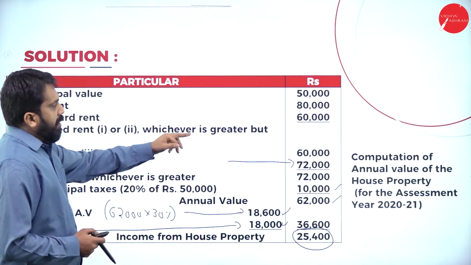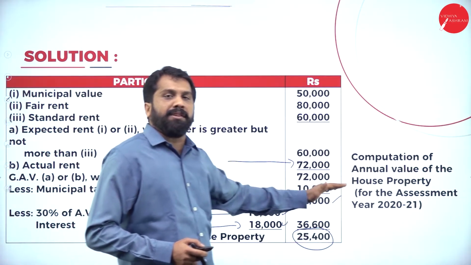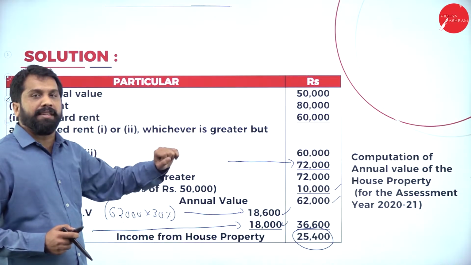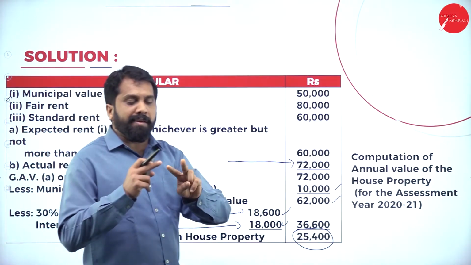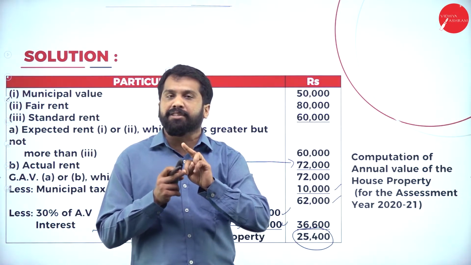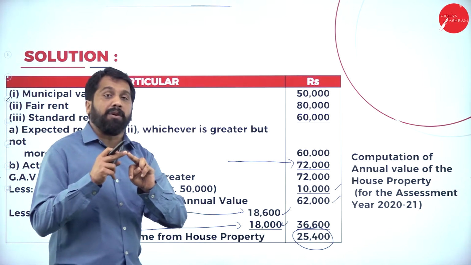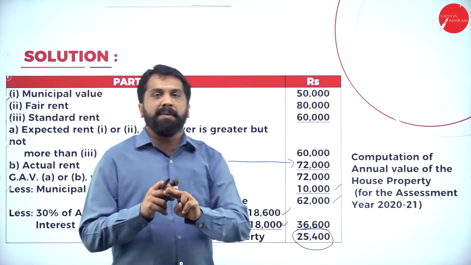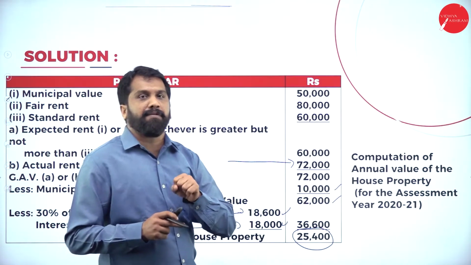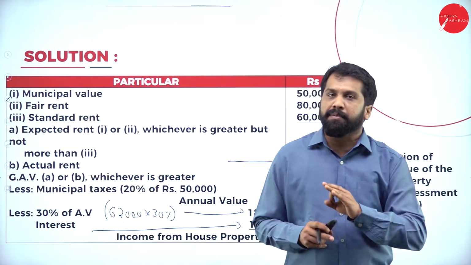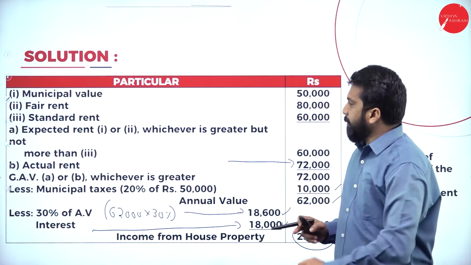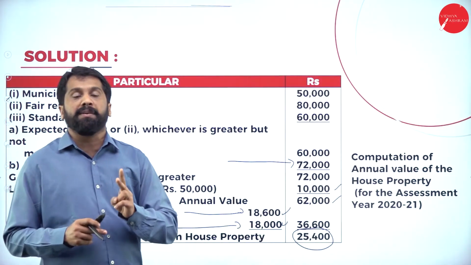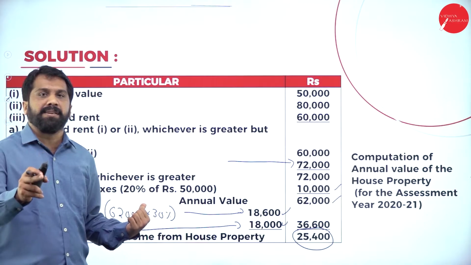Now we have done whichever is higher, whichever is less, as well as whichever is higher. You got some answer. From that answer, you should minus your municipal tax. After deducting that, you have two options: 30% standard deduction of your net annual value, and whatever interest paid. Remember, other than these two, we are not supposed to deduct anything. Maybe they have spent on whitewash or repair charges. Anything we are not supposed to take except two things, which are your 30% of annual value as well as your interest part. These two are compulsory. You have to consider. Any doubt? No doubt.